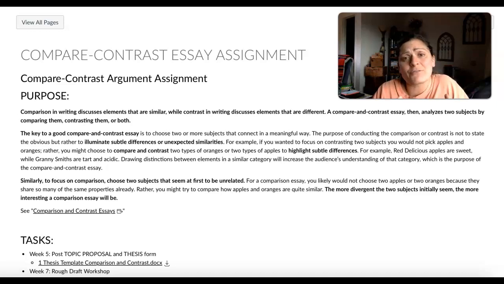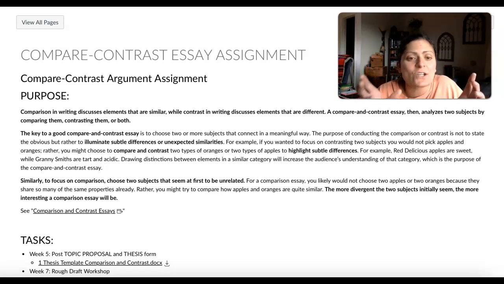So, practicing that in this assignment for this unit, and the beginning of choosing this for an essay, rather in your life, when you're comparing and contrasting, it just sort of happens naturally. When you're choosing for an essay, you want to get two subjects that are connected in some meaningful way. And the purpose of the argument is not to point out the obvious, but rather to illuminate either subtle differences or unexpected similarities.